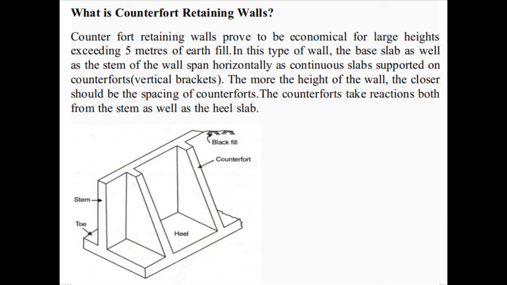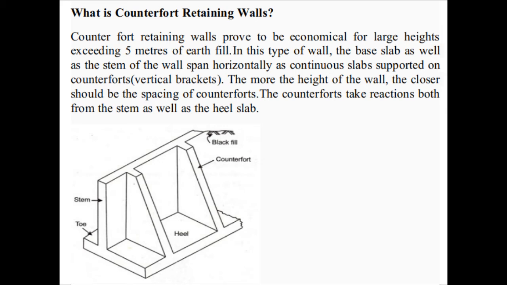Next is, what is a counterfort retaining wall? Counterfort retaining walls are economical for heights exceeding 5 meters of earth fill. In this type of wall, the base slab as well as the stem of the wall span horizontally as a continuous slab supported on counterforts. Counterforts are vertical brackets. The more the height of the wall, the closer should be the spacing of the counterforts. The counterforts take reactions from both the stem as well as the heel slab.